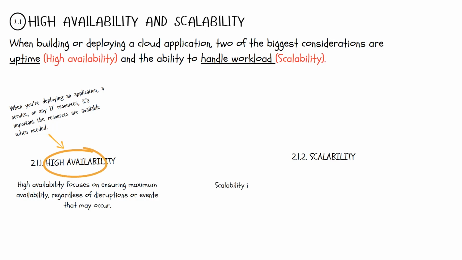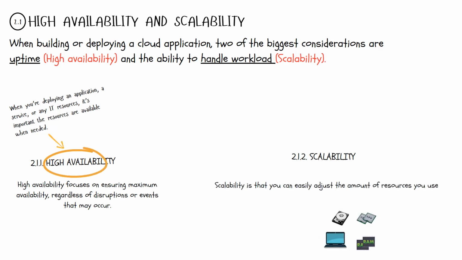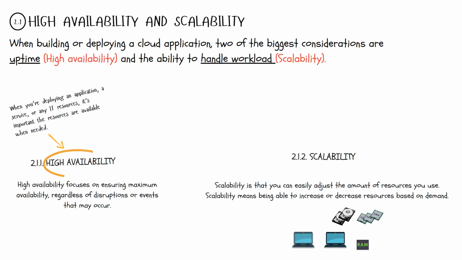Scalability is another big advantage of cloud computing. It means you can easily change the amount of resources you use. If your app suddenly gets a lot of traffic, you can add more resources to handle it. If demand goes down, you can reduce resources to save money since you only pay for what you use in the cloud. There are two main types of scaling.